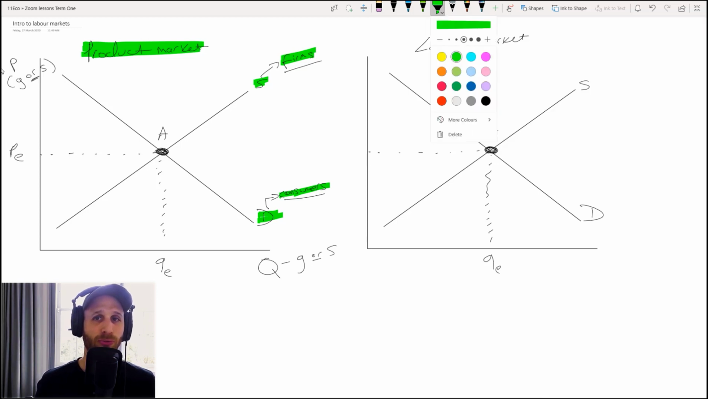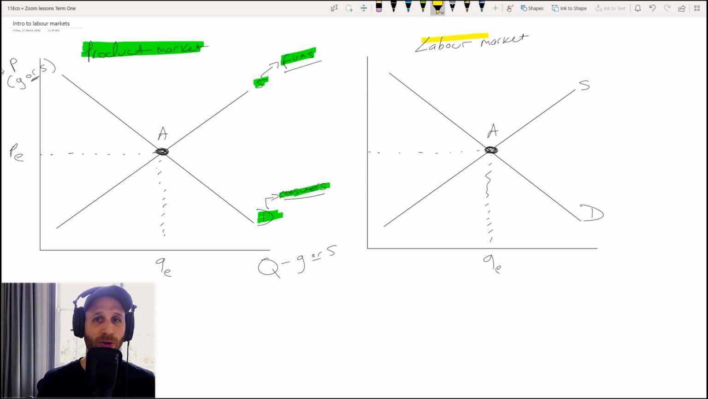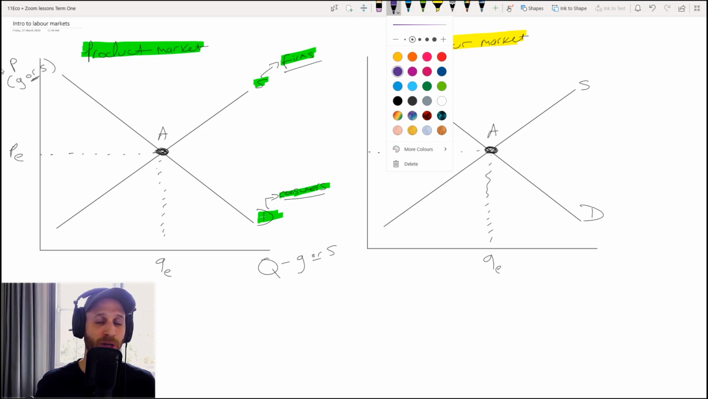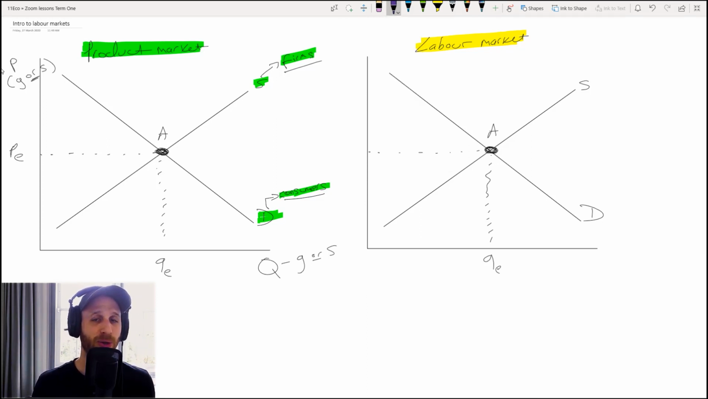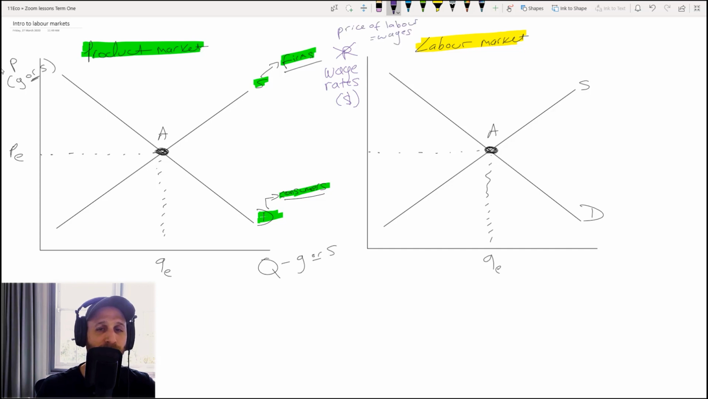Okay, what we'll do is shift across now, we'll put this in yellow, and we'll go to the labour market. So if we think about price, I'm just going to put this in purple just to distinguish it from the other one. We're no longer talking about price, right? We're talking about wage rates, because the price of labor is wages, okay? We've still got zero happening here, but over here, we're no longer talking about the quantity of goods and services. Instead, we're talking about the quantity of labor. So we're talking about how much labor is demanded and how much is supplied.